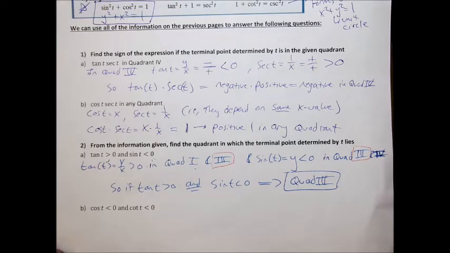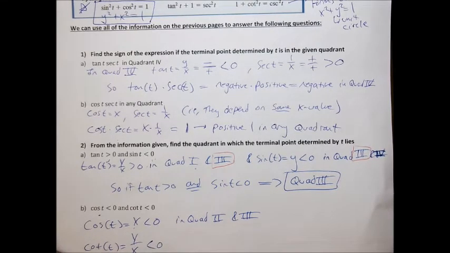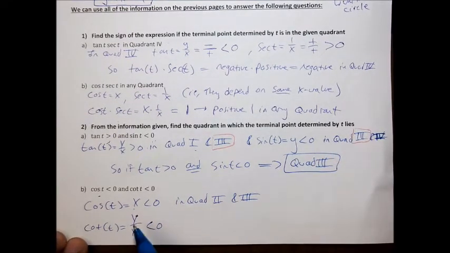I hope you gave that one a try. And so if we know cosine is negative, cosine is the x value. And if that's negative, we must be in quadrants 2 or 3. Those are the two places where the x values are negative. Cotangent is y divided by the x value. And if that's negative, that means that one of them needs to be positive and one needs to be negative. Right? The only way to divide two numbers and get a negative is if one of them is positive and one of them is negative.